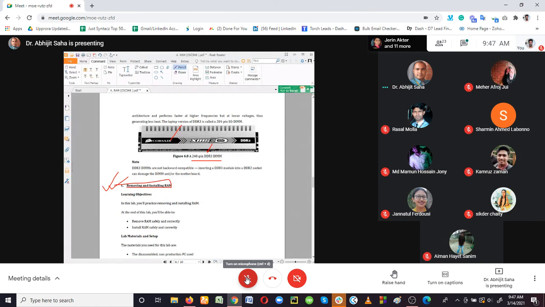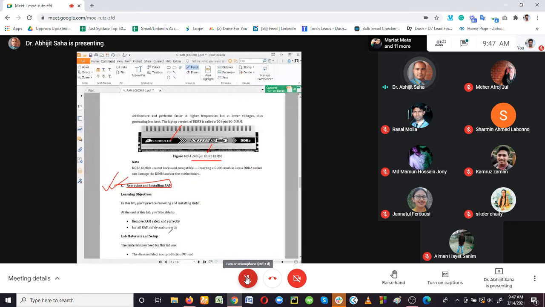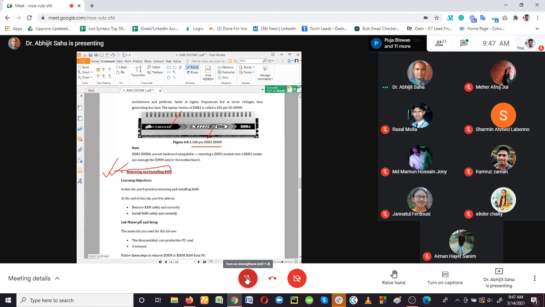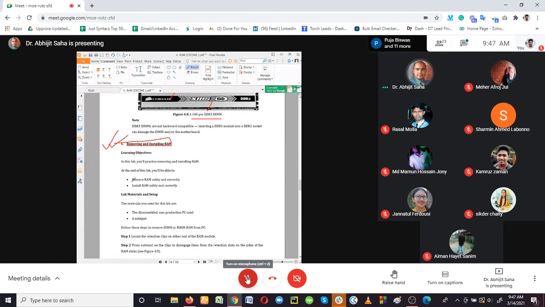Okay, so we are now going to talk about installing and removing the RAM. Of course, there is a correct procedure for installing the RAM. If it is already installed in the memory slot, how are you going to remove the RAM safely and correctly? And if the memory slot is empty and we are going to install the RAM, how is it going to be done correctly and safely?